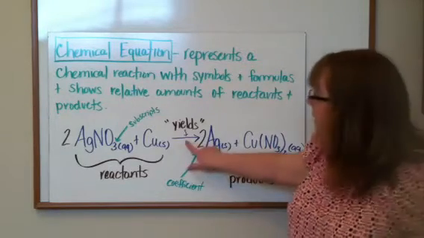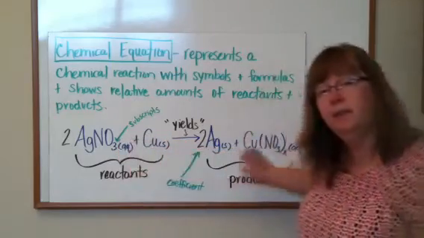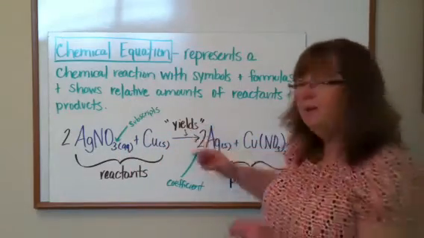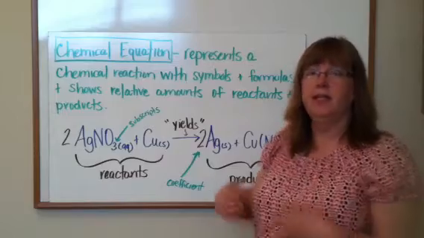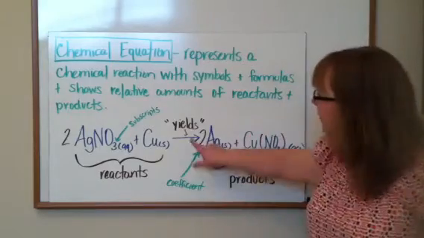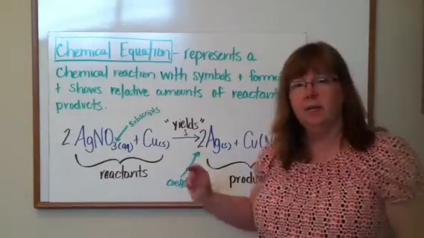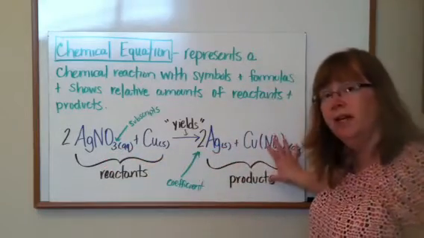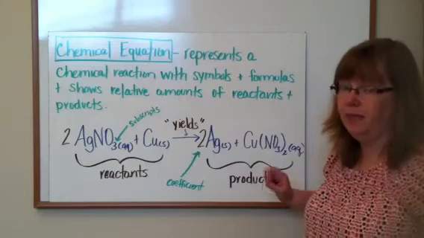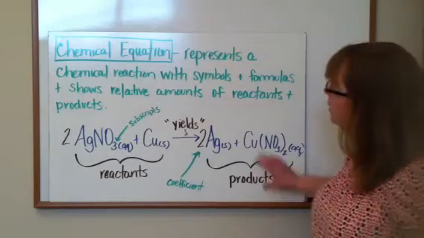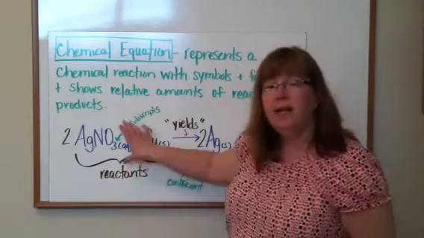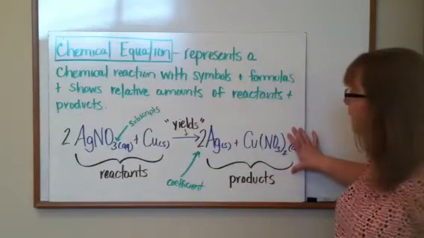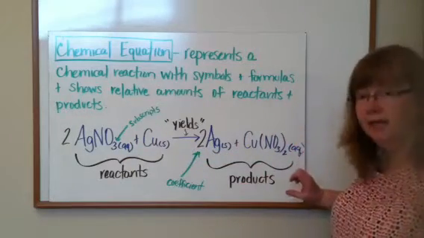Now, the arrow separates the reactants from the products. And the word that we usually say in chemistry is yields. A lot of people think of our yield sign as an equal sign because what's over here has to equal what's over here. And we're going to talk about that when we talk about balancing equations. So to the left side are reactants, to the right side of that arrow are our products.